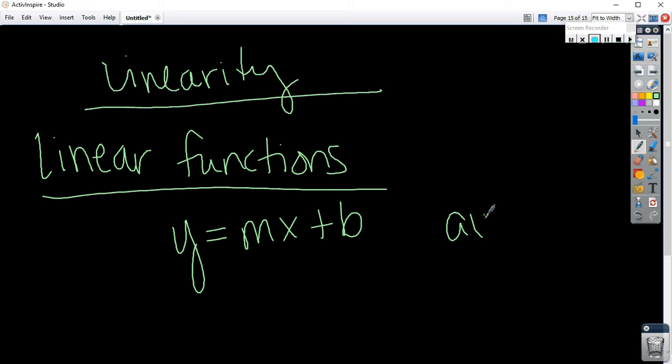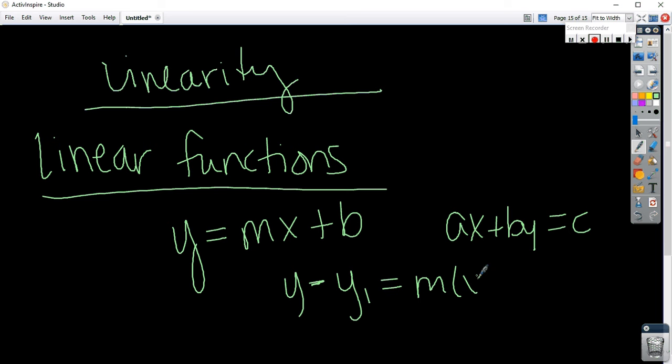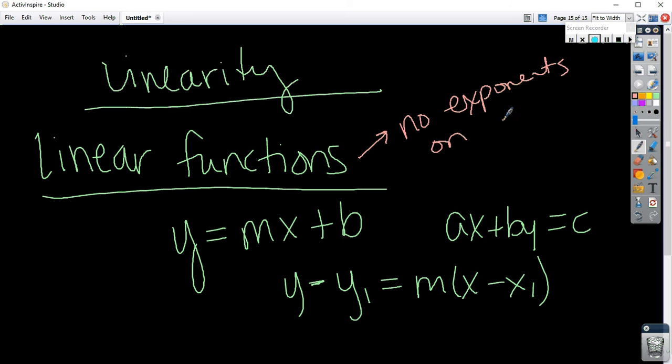We've also done standard, and we did point slope. But the point in all of these that you notice is no matter what form you're in, X has no exponent on it, right? That's right. Correct. No exponents on X. It's just an X. You've got to have an X in there.